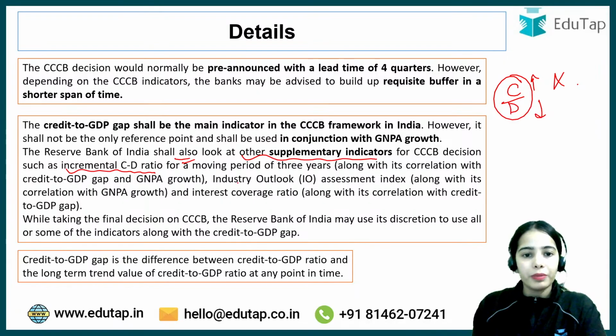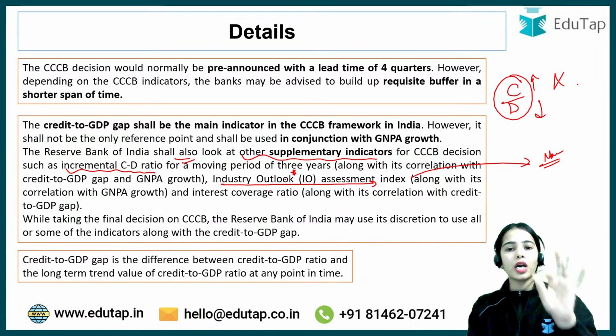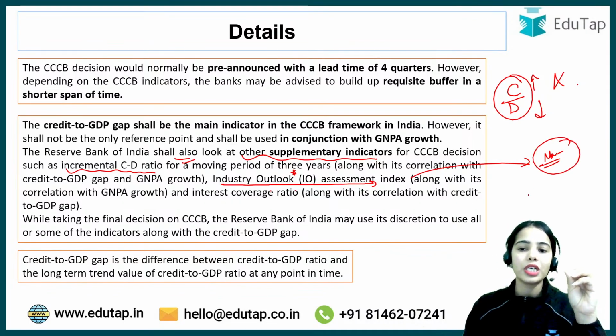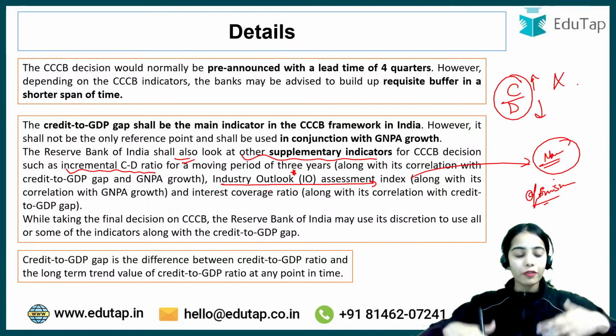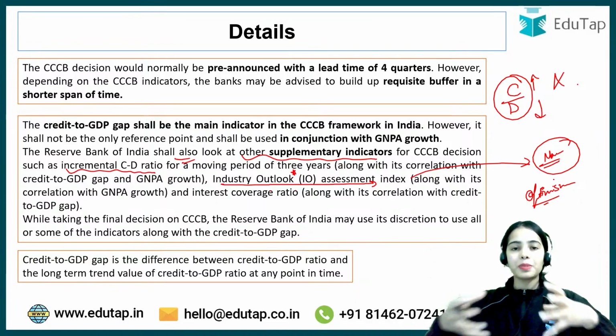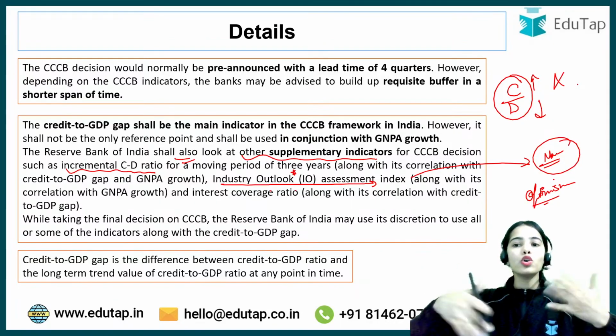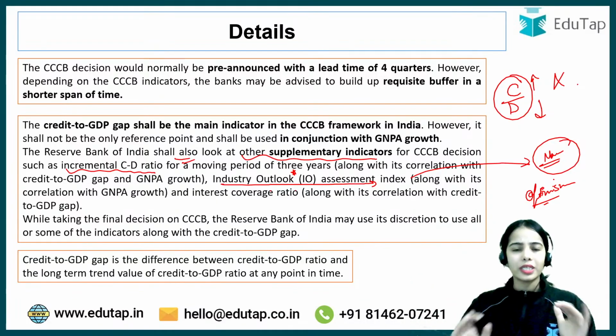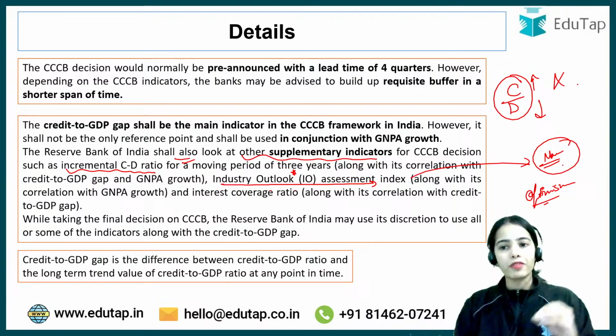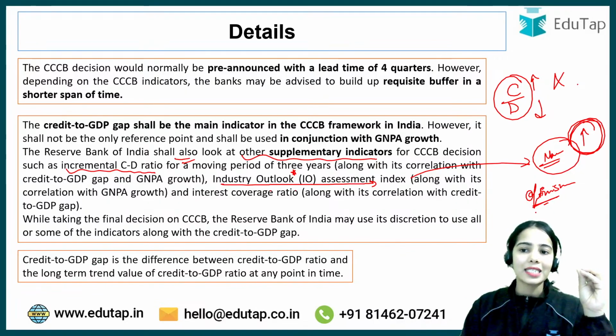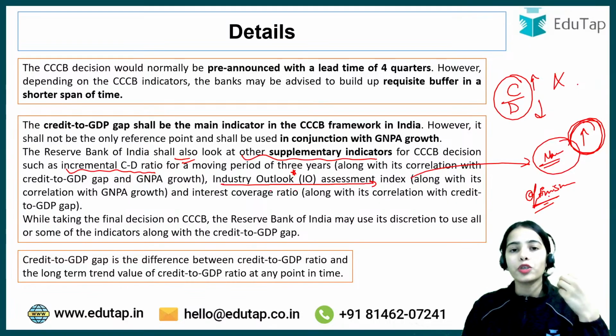Next, the industry outlook assessment index should also be seen. The industry outlook assessment index shows the mindset of the manufacturing industry. Let's say that, as per the index, the manufacturing industry is showing optimism. That means they have a positive outlook and are willing to do more and more production. They are doing capacity building, buying more capital to do more production. So that is good, because the credit is given to the productive sector, the manufacturing sector, as they are optimistic for the future and trying to do more production.